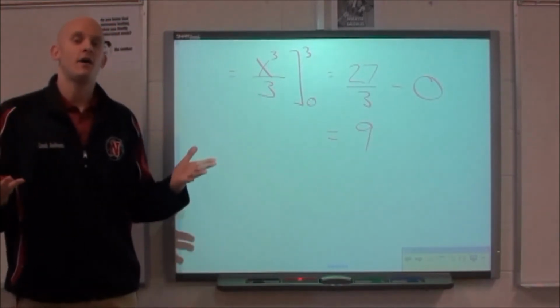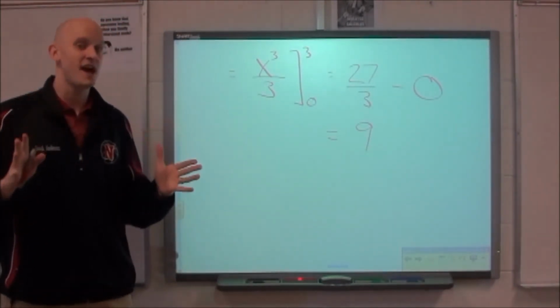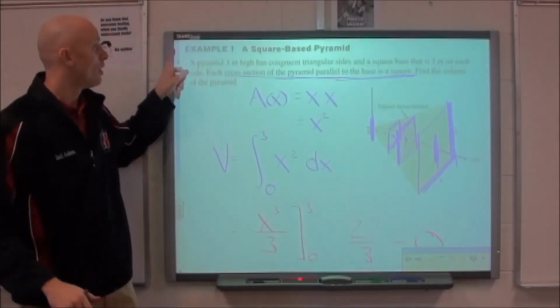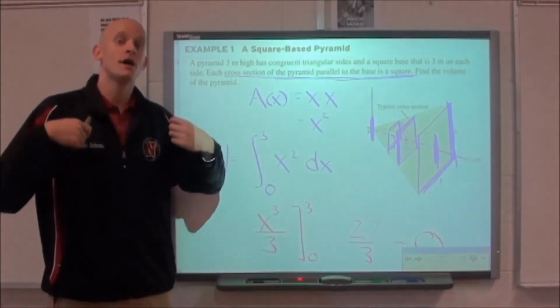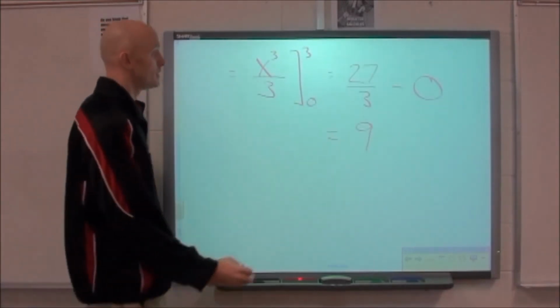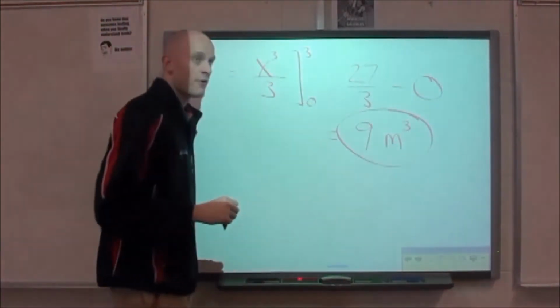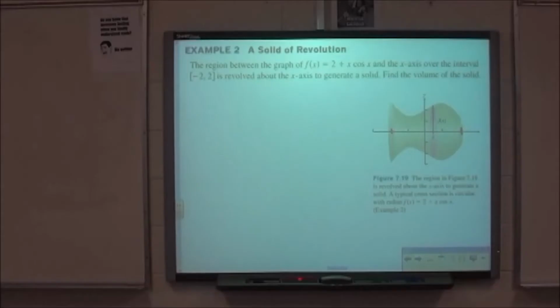Now that is a volume. Every time we talk about volume, you have to have units cubed. Now, we know that our units are meters. So if we're going to be talking about volume, it's going to be cubic meters, or meters cubed. That right there is our volume of the pyramid.